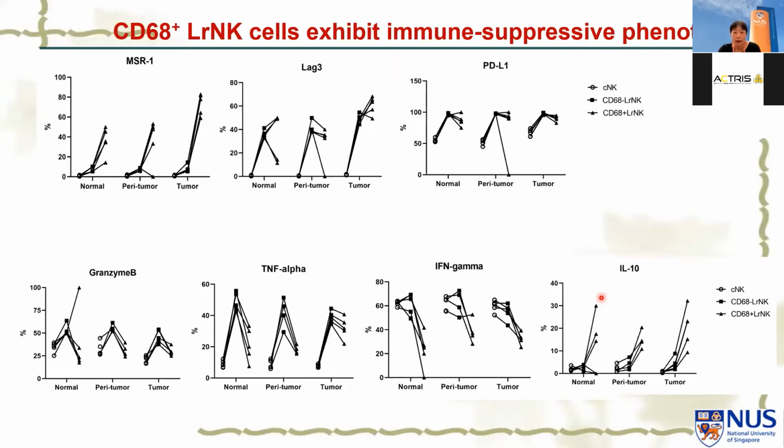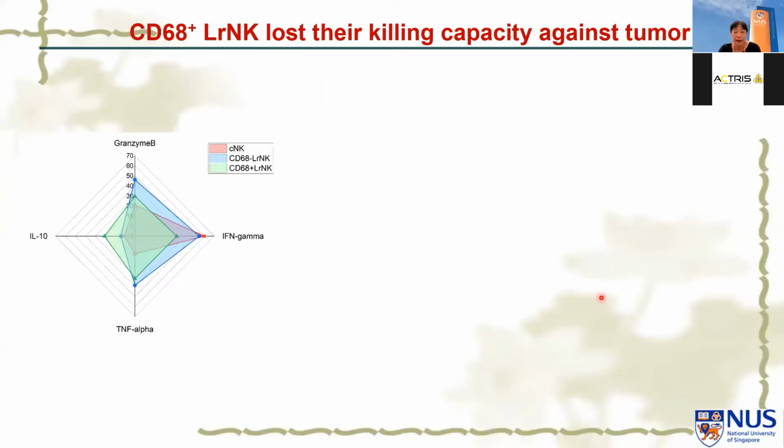So overall, this subset of liver-resident NK cells do have some kind of immune suppressive phenotypes. And they might be the cells that go into the liver and are modulated and suppressed by the tumor microenvironment. So here shows again, compared to the blue and the green. The green part is the CD68 positive liver-resident NK cells. They have reduced granzyme B and TNF and interferon gamma, but have increased IL-10.